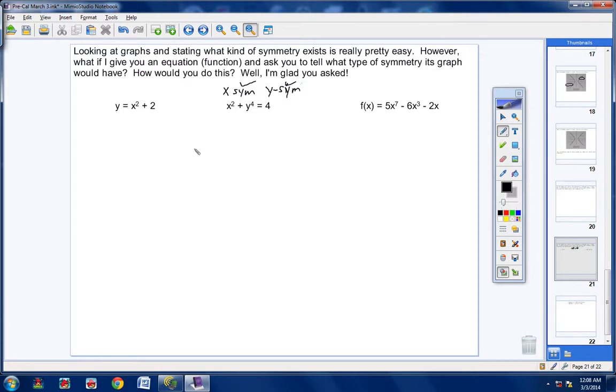And then lastly, we're going to check for x and y symmetry, or in other words, origin symmetry. Everywhere there's an x, I'm going to put a negative x. Everywhere there's a y, I'm going to put a negative y. When you square a negative x, you get x squared. And when you take a negative y times negative y times negative y times negative y, you get a positive y to the fourth equals 4. So this graph here has all of the above. It has x-axis symmetry, y-axis symmetry, and also origin symmetry.